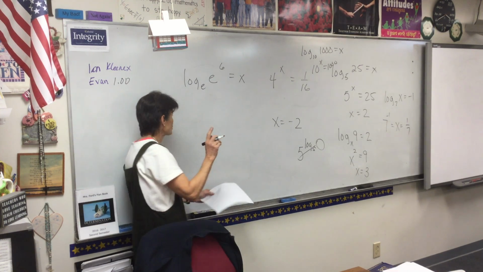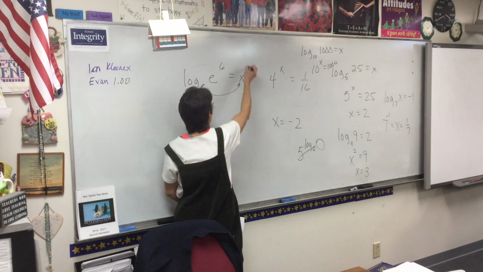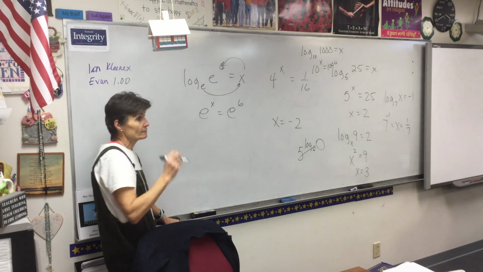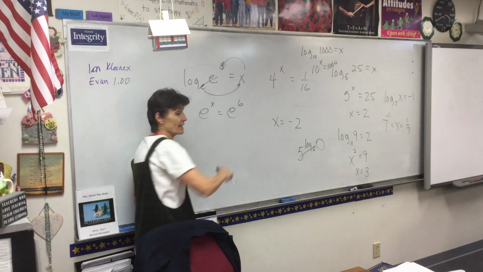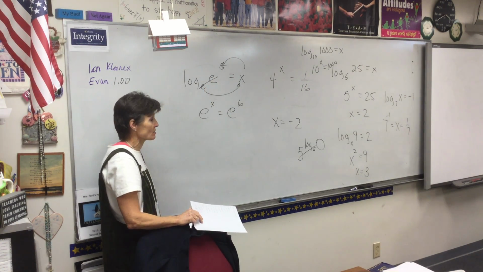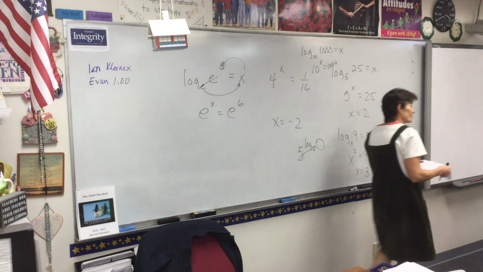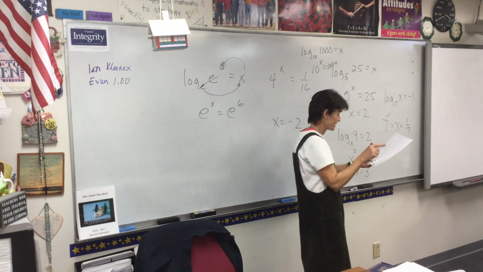Okay, we've got to finish this one. This says e to the x equals e to the 6th, so 6 is the answer. And it's that cancel thing again. The base of the exponent and the base of the logarithm cancel, so the answer is just 6. Okay. Whoa, we are not done, folks. We still have time.